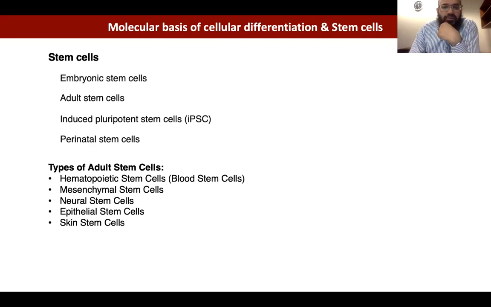And then there are different types of adult stem cells. There are hematopoietic stem cells, mesenchymal stem cells, neural, epithelial, skin, different types of adult stem cells. And these two are self-explanatory. Embryonic stem cells are from the embryo, then there are adult stem cells that are from the adult tissues. And then there is this special category called induced, or maybe let me first describe this. The perinatal stem cells are from the umbilical cord.